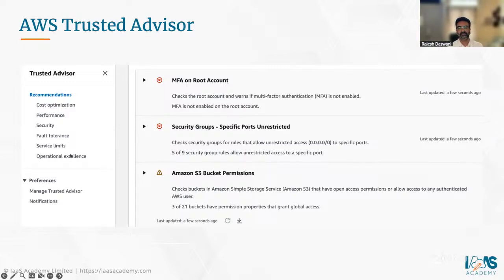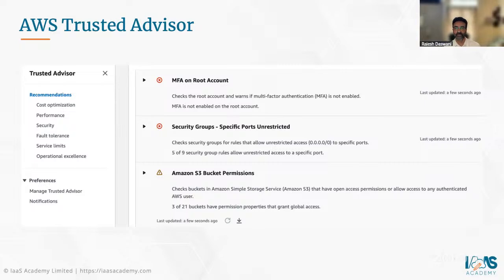Here we're looking at the security side of things. We've clicked on the security category, and in this screenshot, it says that MFA on the root account has not been enabled for this account. It's marked with the red X. You get a traffic light system: red for something you really need to act on, amber, or the exclamation mark, which is a warning sign, and then a green tick.